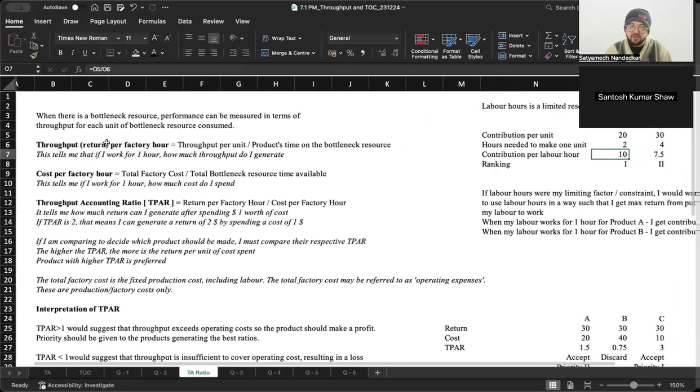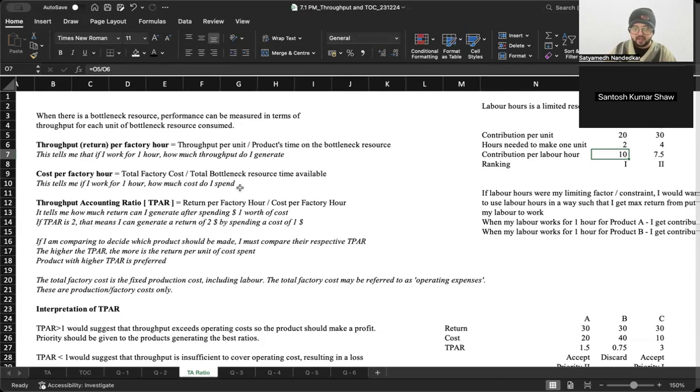What is return per factory hour? If factory hour is my limited resource, return per factory hour is throughput per unit divided by product's time on the bottleneck resource. Throughput is another word for modified contribution because you don't subtract labor cost. This tells me that if I work for 1 hour, how much throughput do I generate? What is cost per factory hour? Total factory cost divided by total bottleneck resource time available. That is, if my labor works for 1 hour on the bottleneck resource or whatever the limiting factor is, how much cost do I spend?